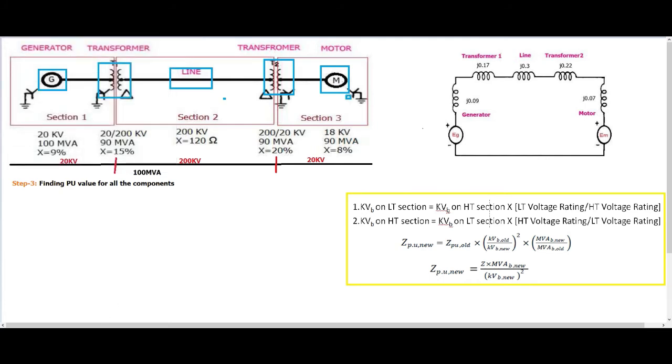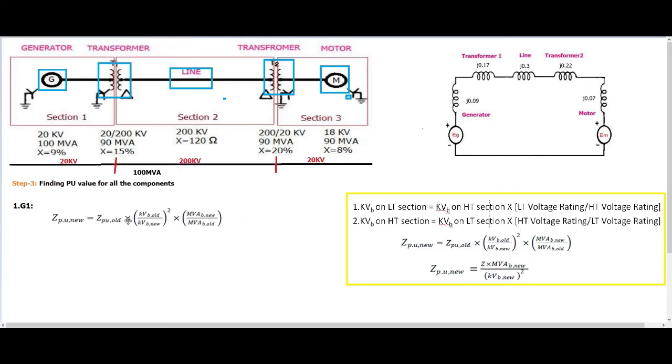What you will get here is, the first component is the generator, so I will put it here as G1, correct. Now the G1 reactance is already given in per unit, correct. 9% means, as I already told, it is per unit. So which formula will we be using? If the per unit value is given, then we have to use this formula. So I will be using this one.